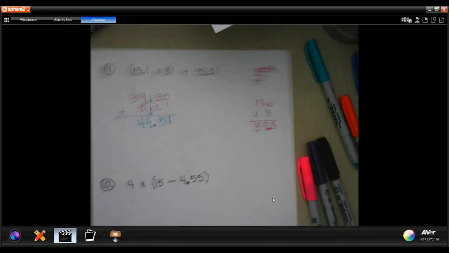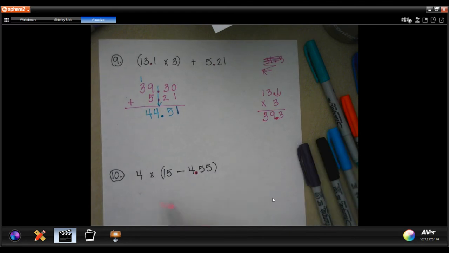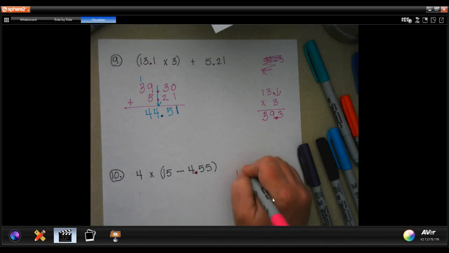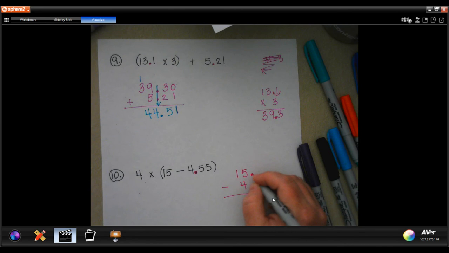All right. Number 10, we're going to do, and the parentheses are over on this side. Just because it's not up front, it still comes first. You do parentheses first. So, over here, I'm going to go 15 minus 4.55. Now, I don't have any numbers up here, so I'm going to put a decimal point, and then I'm going to put 2 zeros.